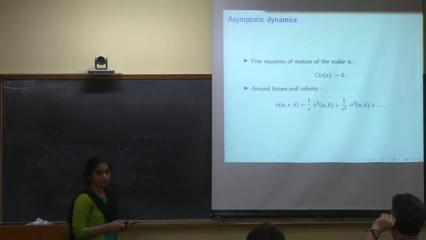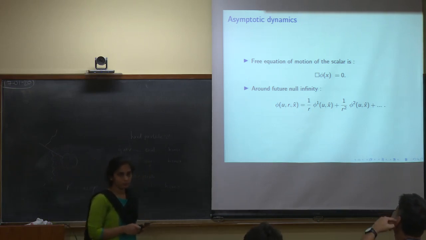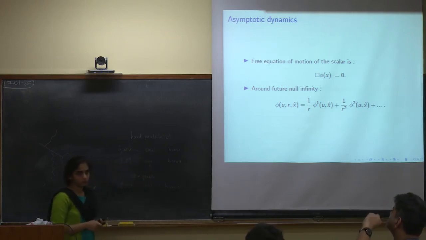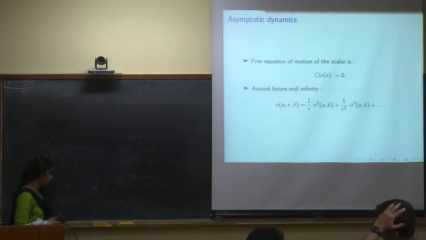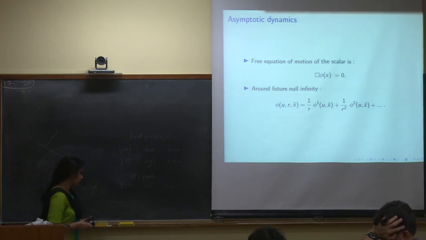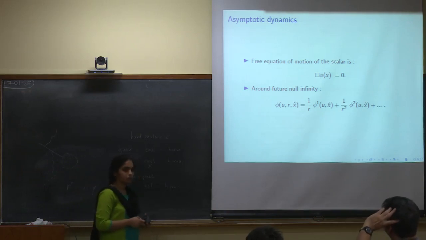Is there any way of computing these diagrams in dimensional regularization? Let's say some 4 plus epsilon, maybe. Yes. And then one can see how they are going away.